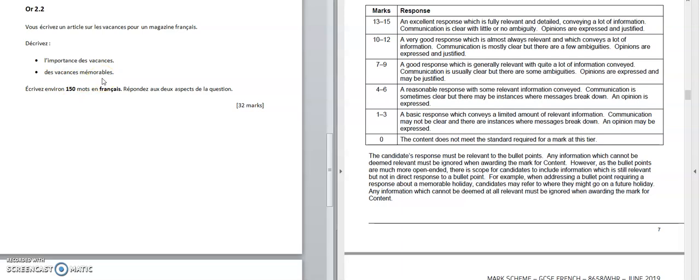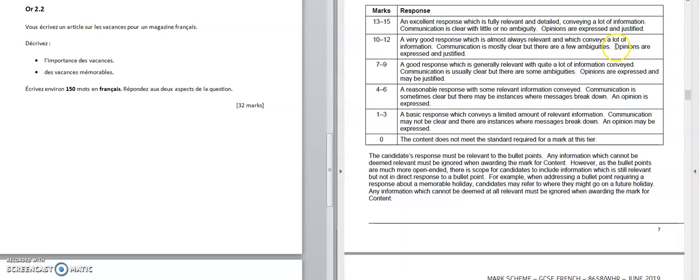Okay, so if we look at the mark scheme, first of all, there's not as much to go on in terms of hitting the mark scheme as there is perhaps with the 90-word question, but the real thing that we've got to notice here is that the opinions, plural opinions, are expressed and justified. So you've got to give reasons for your opinions. So at least 2 opinions with a justification, opinion with a reason, which I often refer to as OJs.